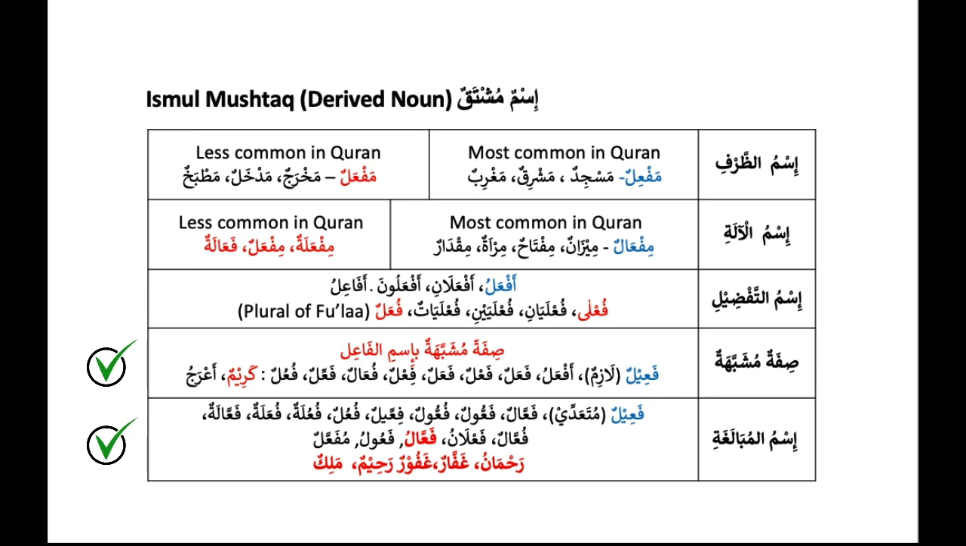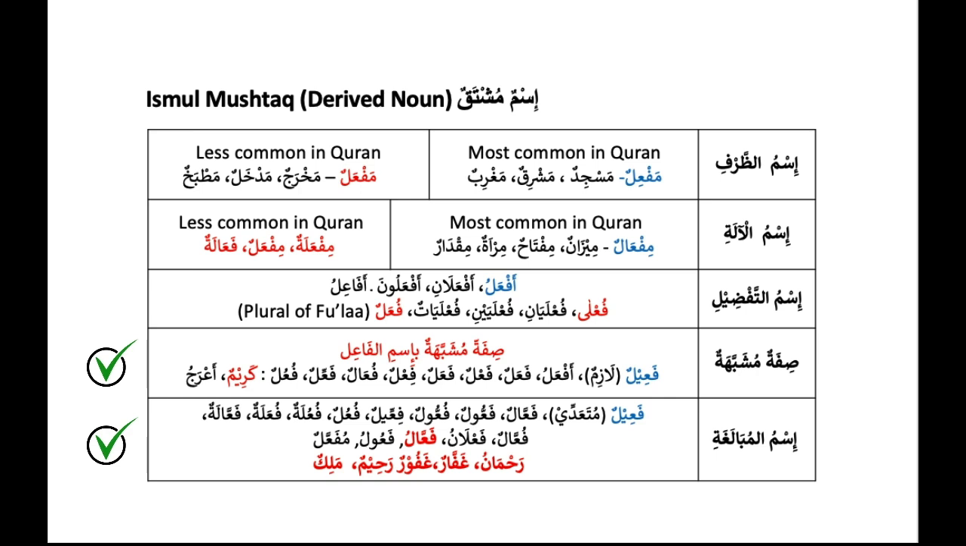Before we conclude, we need to just distinguish between the fa'ilun pattern of Sifat-e Mushabbaha and fa'ilun pattern of Ismul Mubalaga. As we know from the meaning, Sifat-e Mushabbaha will give the doer as well as longevity or duration, time length. Ismul Mubalaga will point to the doer as well as amplification, intensity.